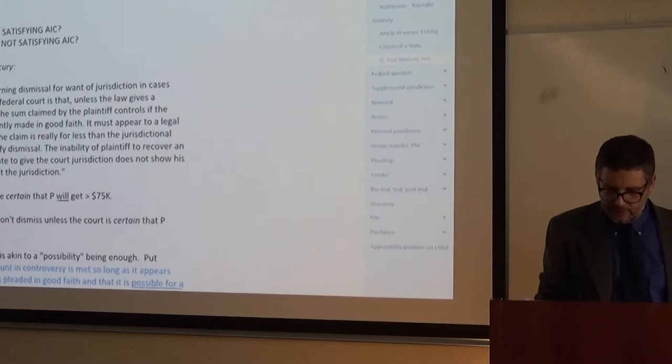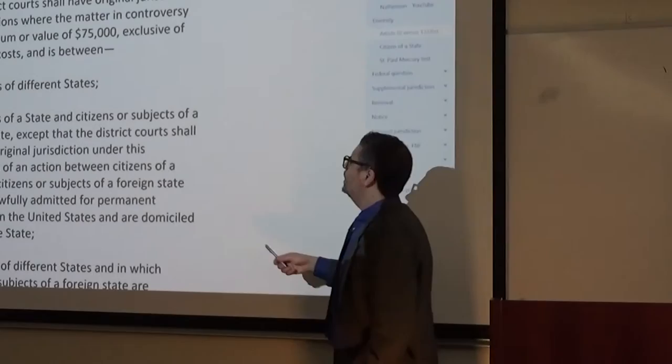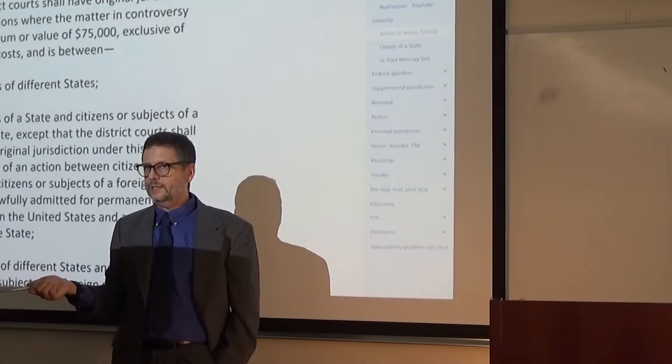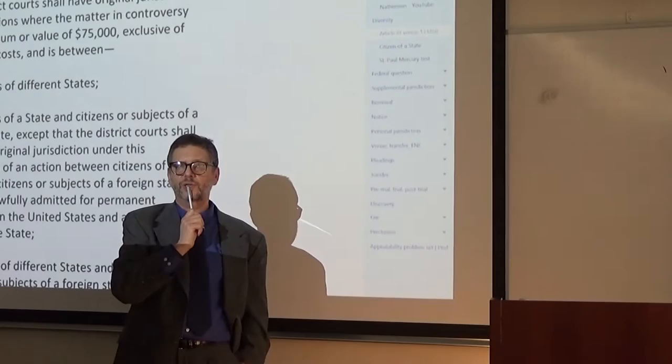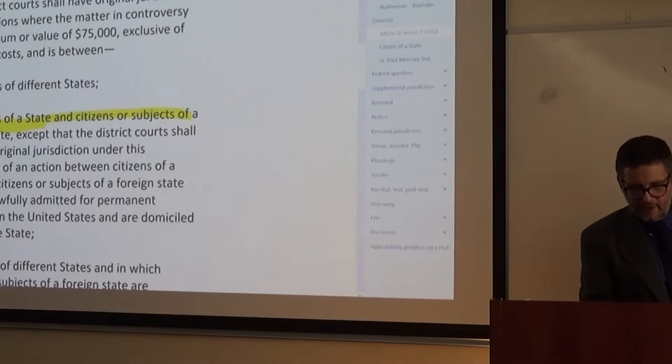and talk about some of the complexities. Section 1332(a)(1) means you have citizens of one state on one side, and citizens of different states on the other side. Section 1332(a)(2) is when you have alienage jurisdiction. It's a citizen of a state versus foreign citizens.